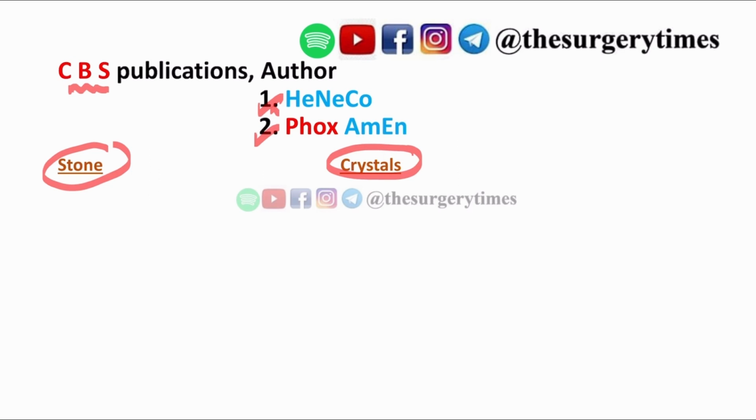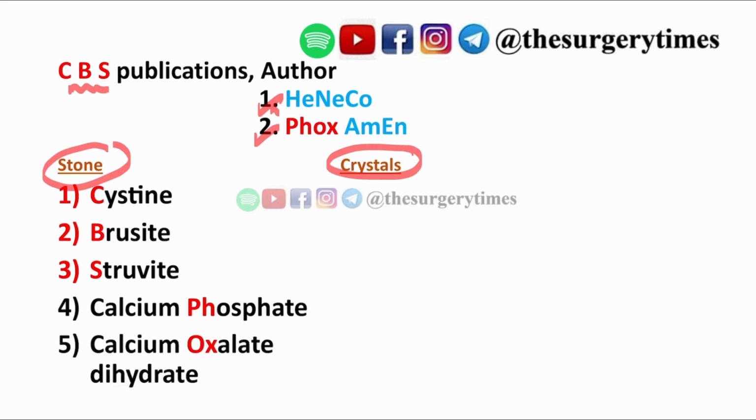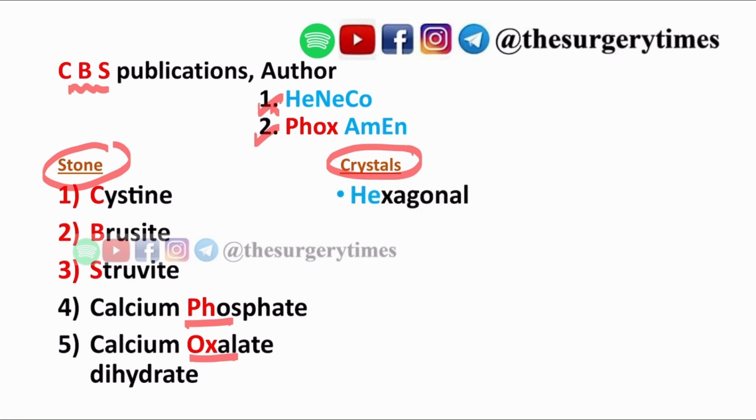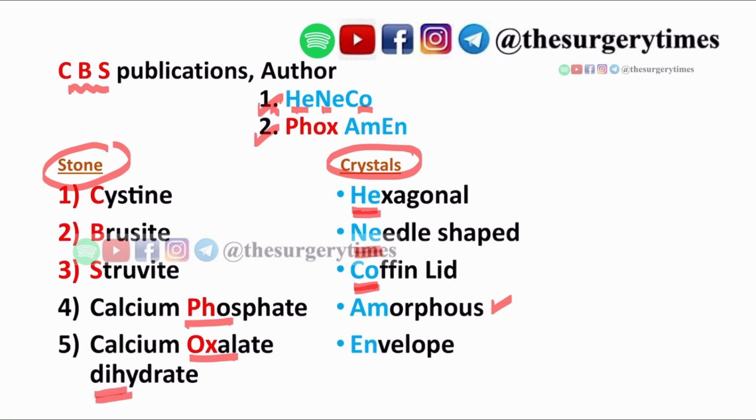So CBS, first follow the red: cystine, brucite, struvite, followed by Fox: calcium phosphate, calcium oxalate. Okay, so cystine stones are hexagonal. Brucite stones are needle shaped. Struvite stones are coffin lid. Calcium phosphate stones are amorphous. Calcium oxalate dihydrate are envelope shaped. Okay, so we will see one by one.